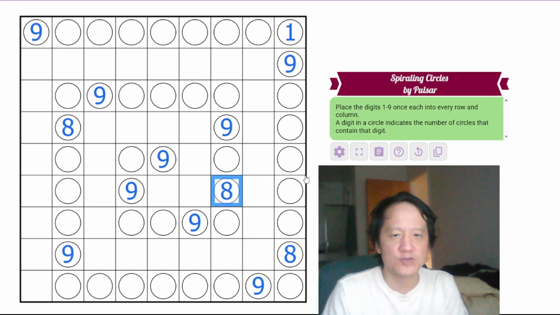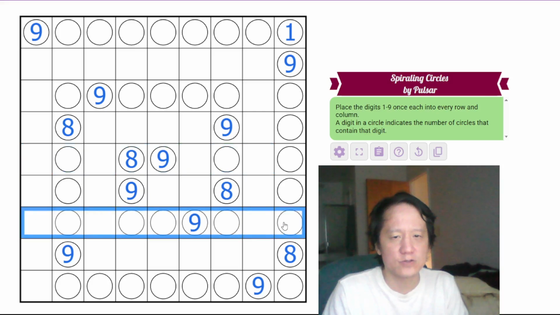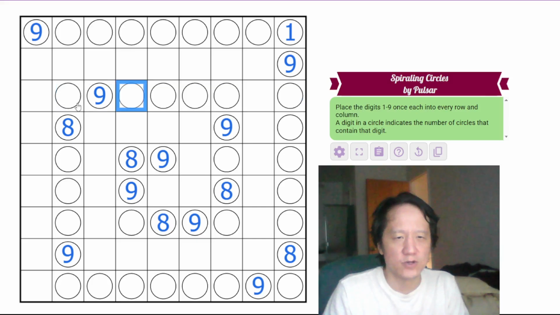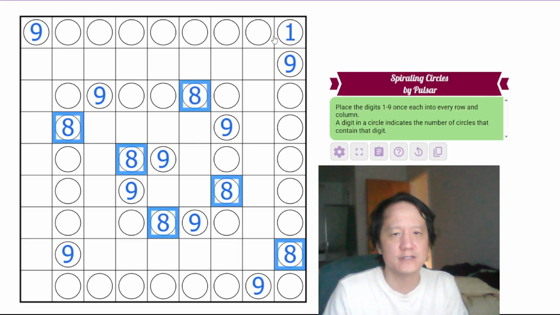We need 5 circles now in a row. This can't be 8. This can't be 8. This can't be 8. So this must be 8 here. Now we need 6 circles in a row. This can't be 8. This can't be 8. This can't be 8. This can't be 8. So this is an 8. We need 7 circles in a row. This can't be 8. No 8. So this is 8. That means where is the last 8?